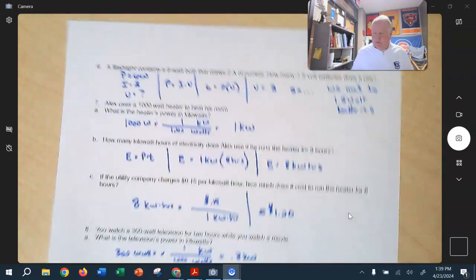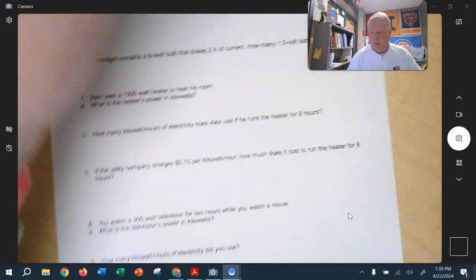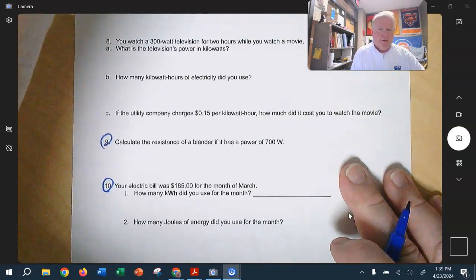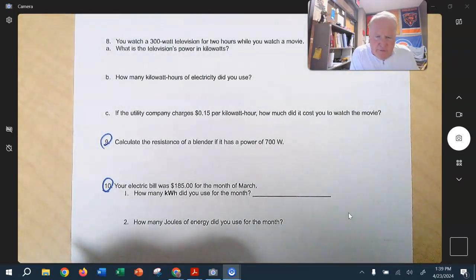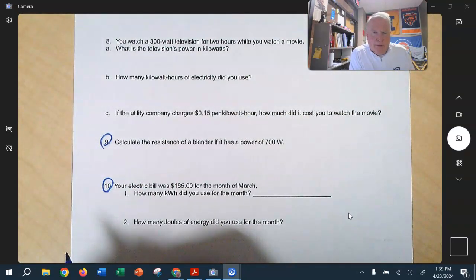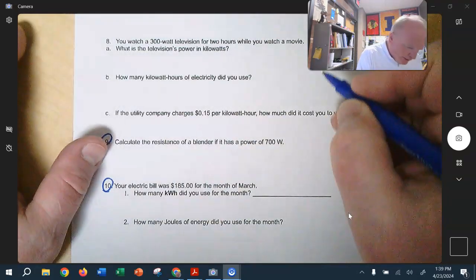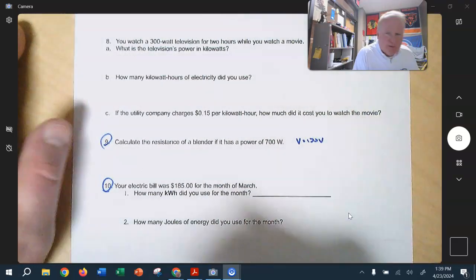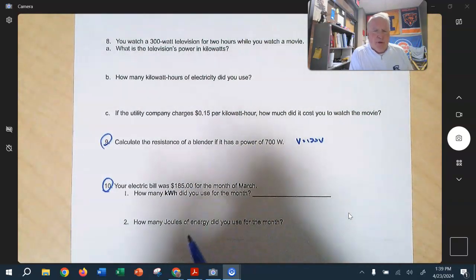All right, the next question, though, is really not all that easy. And even if you're not a block student, you can use this method that we've been using whenever we get to a problem. So number 9, I read it, it says calculate the resistance of a blender if it has a power of 700 watts. There's one number in there. It's not an easy question, right? And I think I told you in the video that we should assume that voltage is equal to 120 volts, right? So that's what we're going to start with.